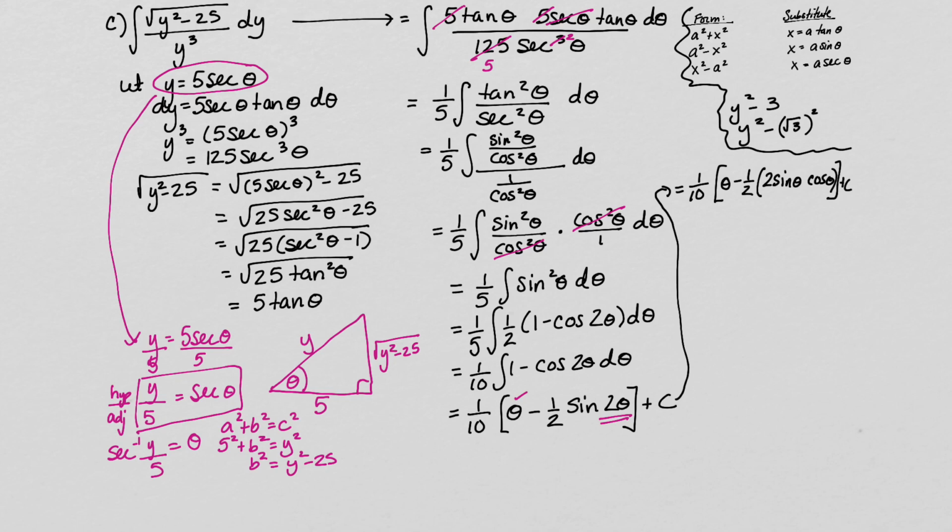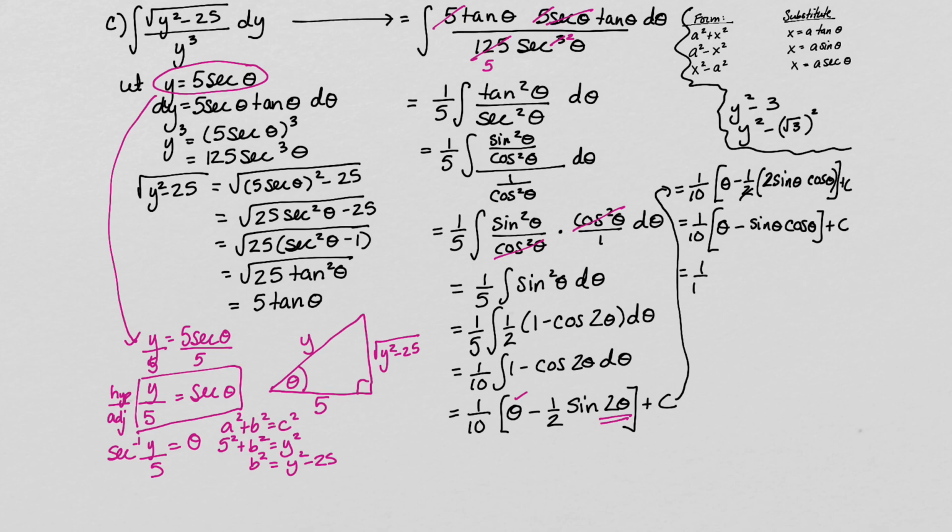plus c. So I basically replace the sine of 2 theta with the identity that the sine of 2 theta is 2 sine theta cosine theta. And here my 2's would cancel. So I've really got 1/10 times theta minus sine theta cosine theta plus c. And sine theta I can read off of my triangle. Cosine theta I can read off of my triangle.